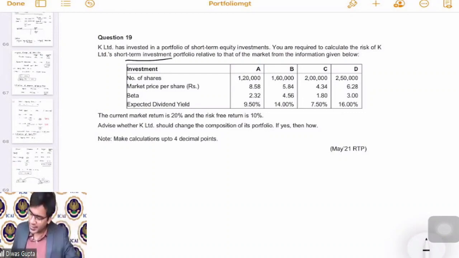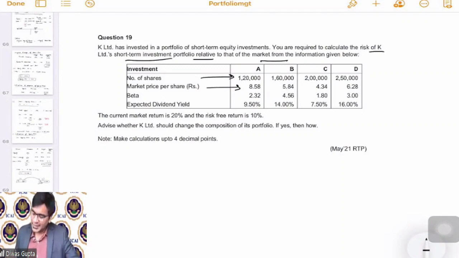Because if you see, they are asking us to calculate the risk relative to that of the market from the information given below. So the number of shares, market prices, respective betas, and expected dividend yield are given. Now this I am again relating to one of the questions asked in the previous session, which Ashish sir also replied to: we have to use the market price as a weight factor, correct?